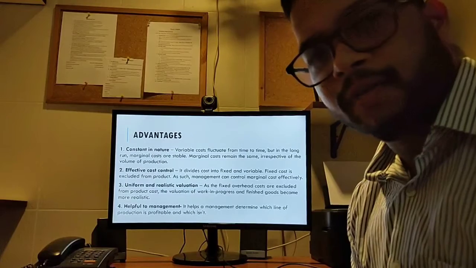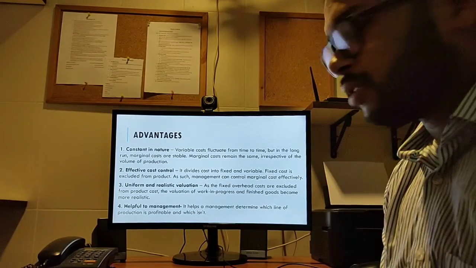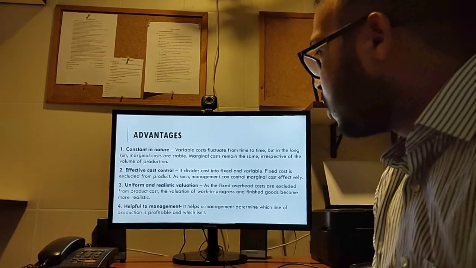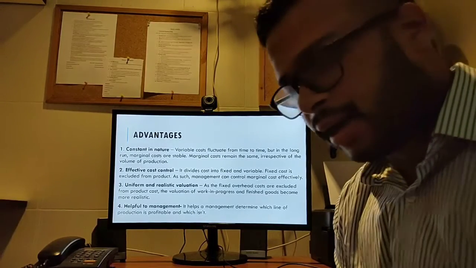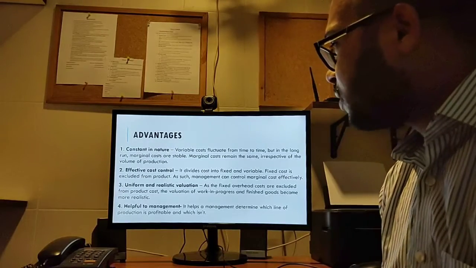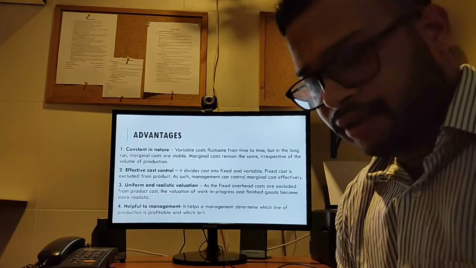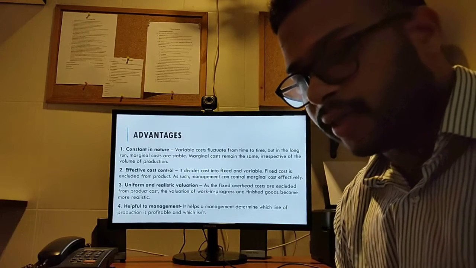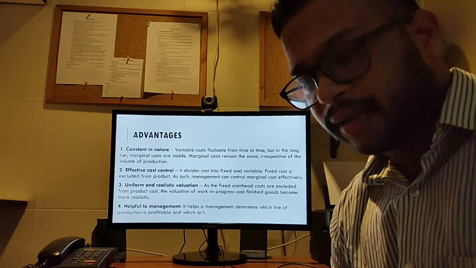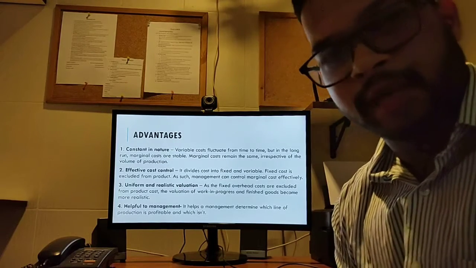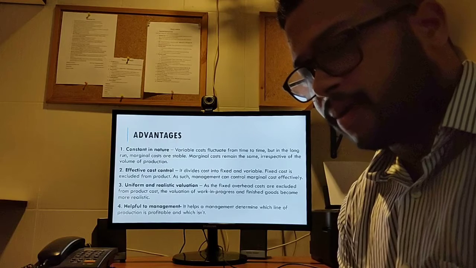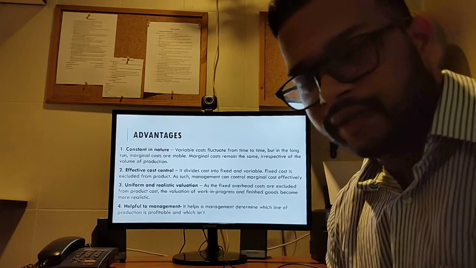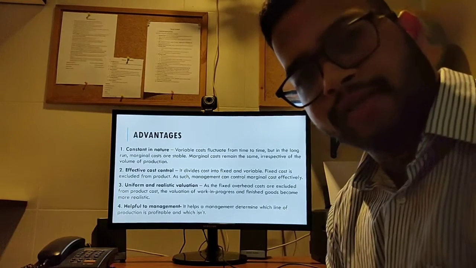So now what are the advantages of marginal costing? The first thing is that it's constant in nature. What it states is that variable costs fluctuate from time to time, but in the long run marginal costs are stable. As we learned in our 11th and 12th standard, in the short run you have fixed costs and variable costs, but in the long run all the costs become variable. Say you purchase a machine, which has a limited life, and you charge depreciation over a period of time. At the end of 5 years, 6 years, whatever the predetermined life of the asset is, it is going to be discarded and a new asset is going to be acquired.